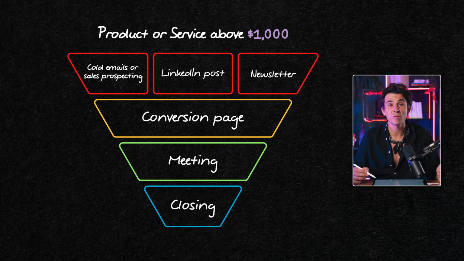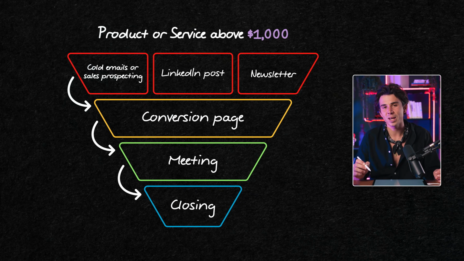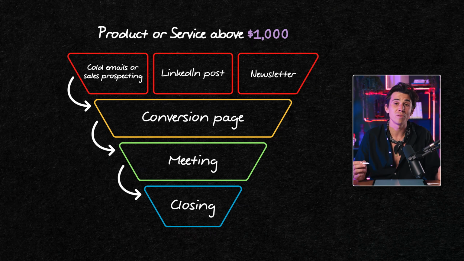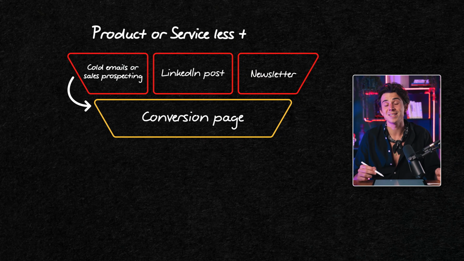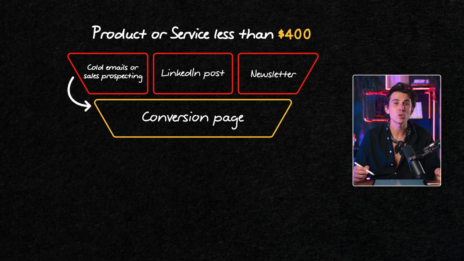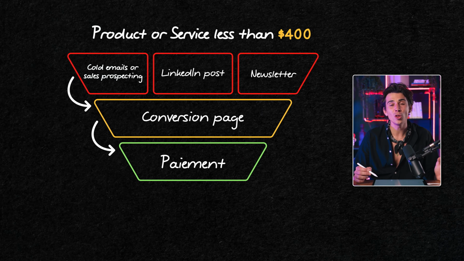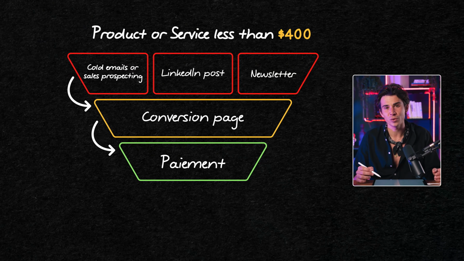Something that most people forget is that each step of the funnel is supposed to sell the next step. On your conversion page, you should always sell the call, not the final product or service. If your funnel is to sell a product or service that is less than $400, your funnel should be a bit different, where this time your goal is going to be to close leads on autopilot without having to do sales calls, exactly as I showed in the first example.